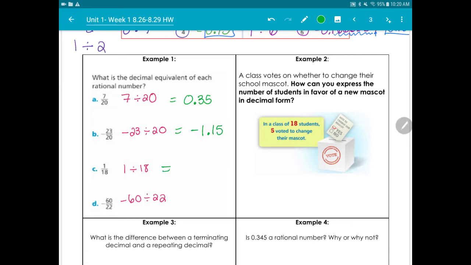Okay. C, 1 divided by 18. What'd you get? 0.05, and I see in my calculator the 5 continues, so which one is the repeating one? Is it the 0 and the 5, or just the 5? It is just the 5, so my bar goes there. So far we have, this is repeating, and the other ones were terminating.